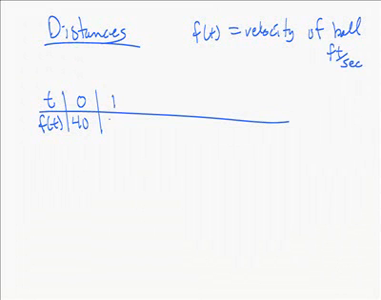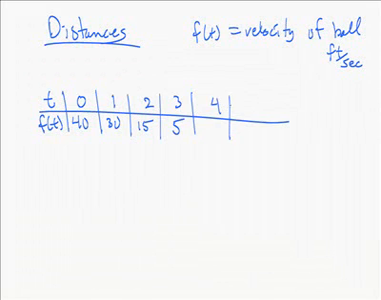After 1 second, it's traveling at 30. After 2 seconds, it's traveling at 15. At 3 seconds, it's traveling at, say, 5. And after 4 seconds, it's traveling at 1 foot per second. So it really slowed down there.